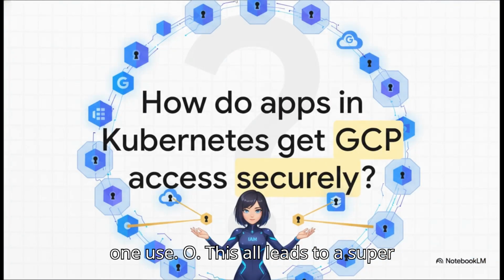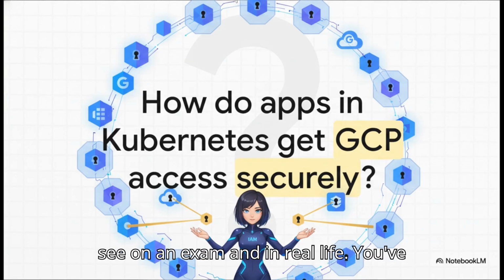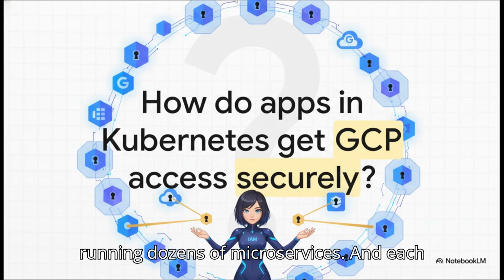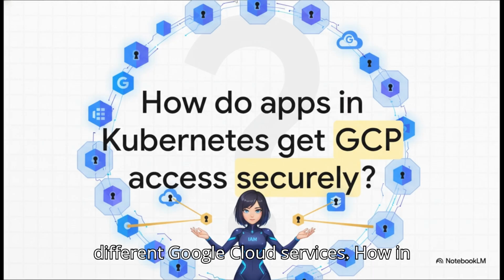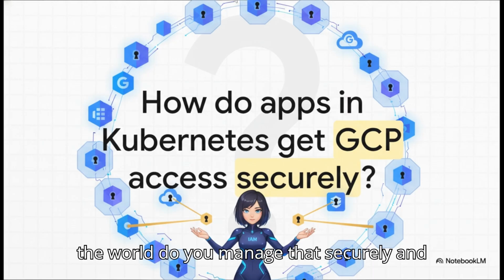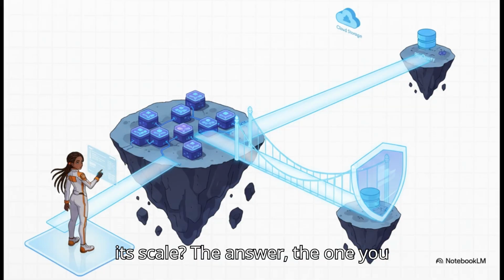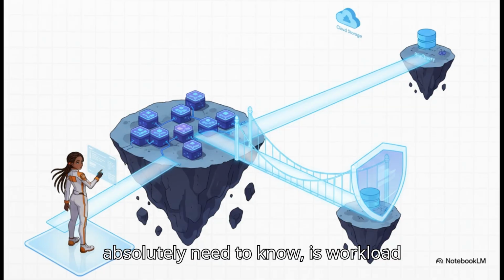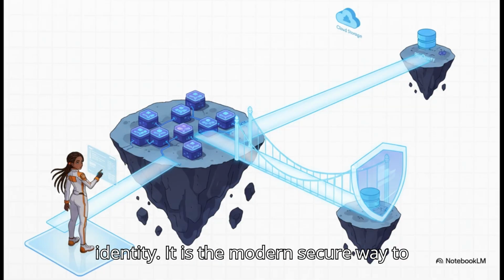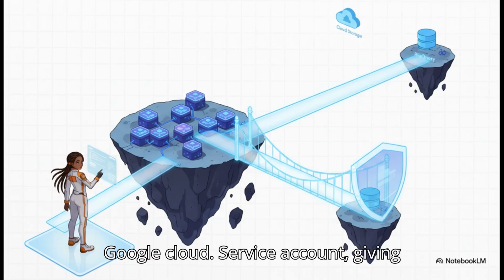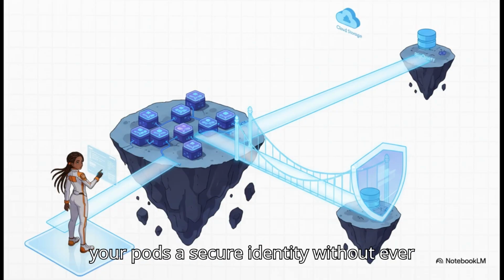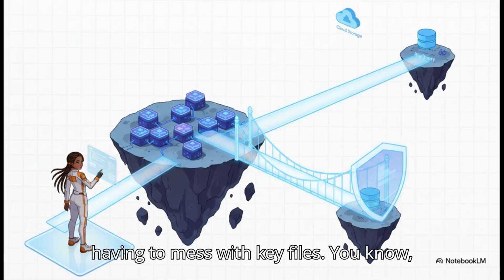So this all leads to a super common question, one you'll definitely see on an exam and in real life. You've got a Kubernetes cluster, maybe it's running dozens of microservices, and each one needs different permissions to different Google Cloud services. How in the world do you manage that securely and at scale? The answer, the one you absolutely need to know, is workload identity. It is the modern, secure way to solve this exact problem. It's a really clever system that lets you link a Kubernetes service account directly to a Google Cloud service account, giving your pods a secure identity without ever having to mess with key files.